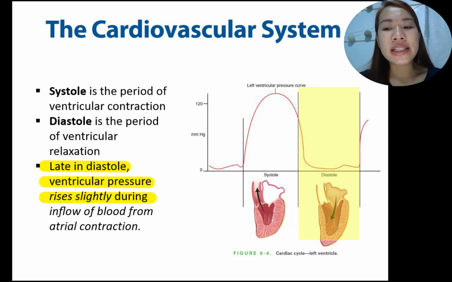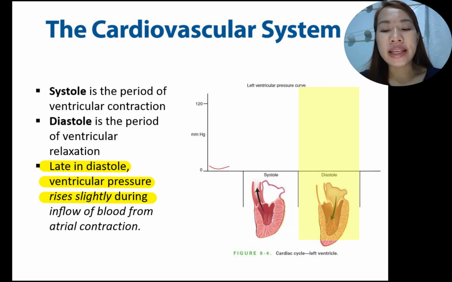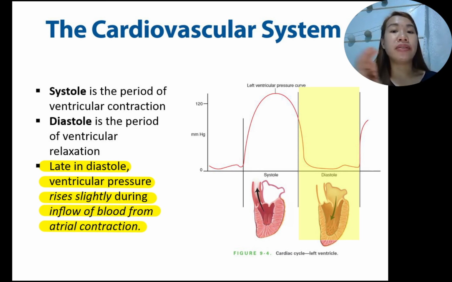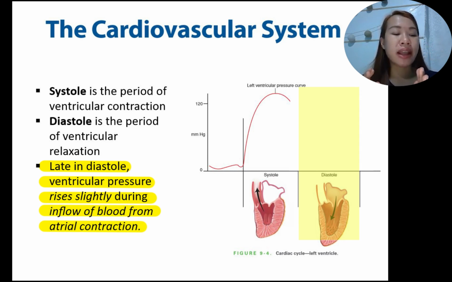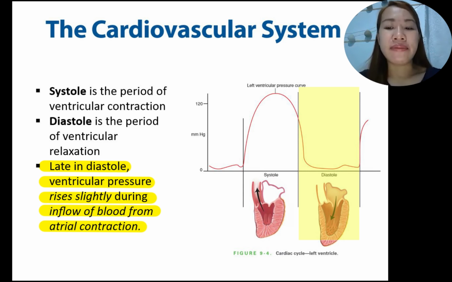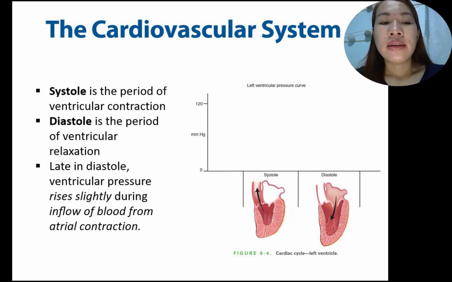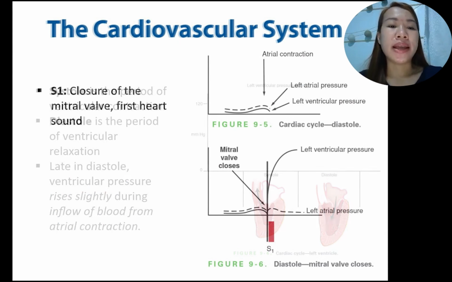So what does this connote? When it rises slightly, it means, class, this is during the inflow of blood from atrial contraction. Because the ventricles are relaxed, it means they are open for blood to fill. So this is the time that the atrium will contract, therefore filling blood in the ventricle. So that is the systole and diastole.